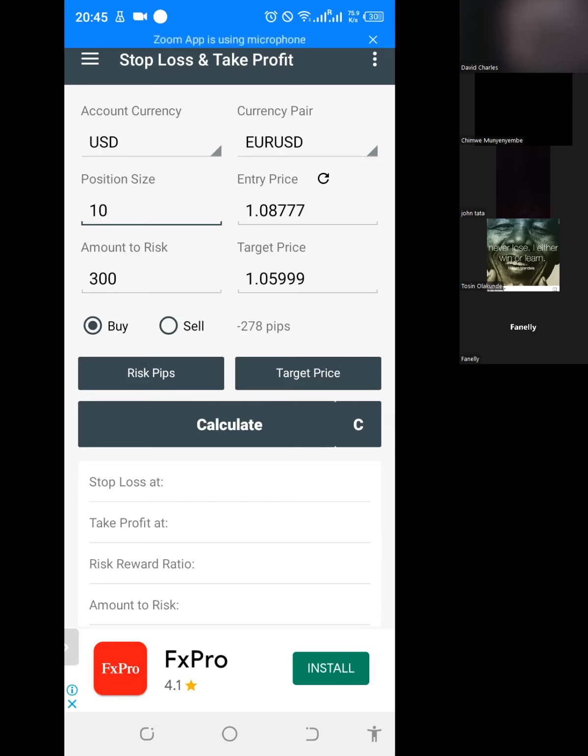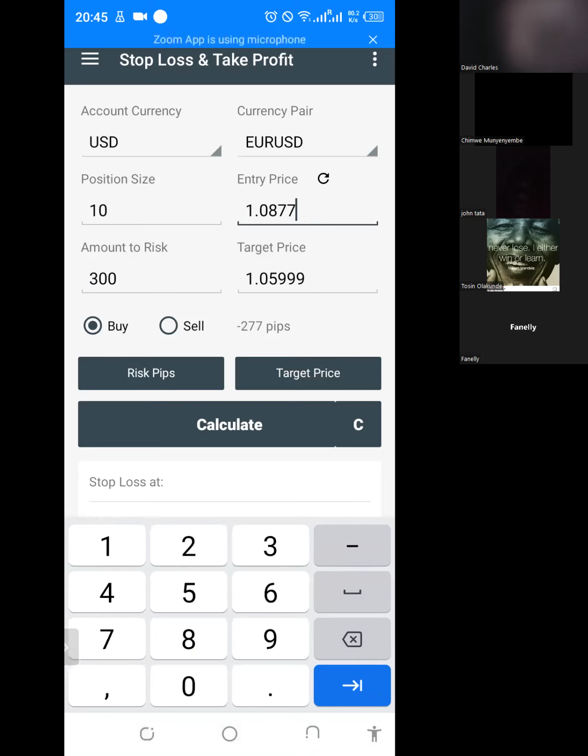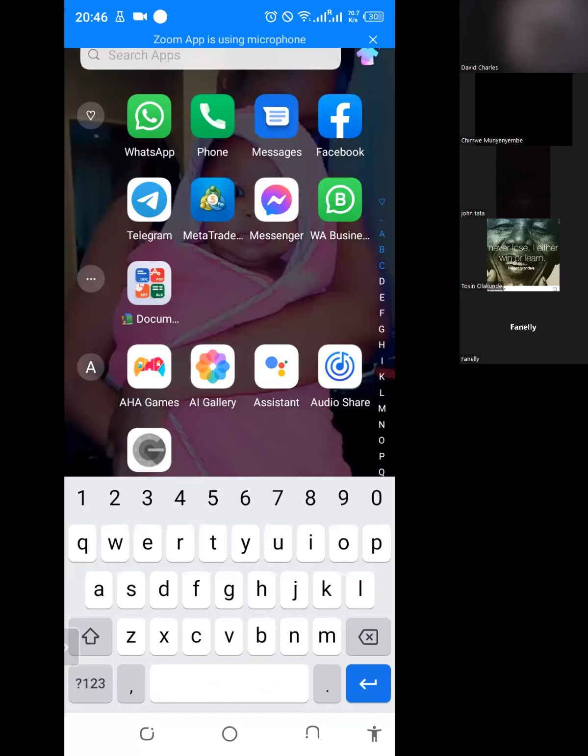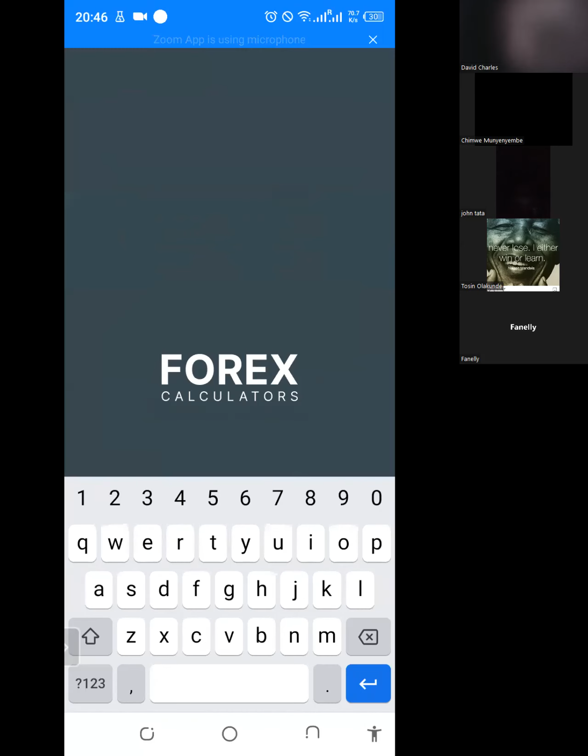So now we want to go and use our entry point that we used in the first place. So our entry price was 1.0805. Where did I go again? Sorry.